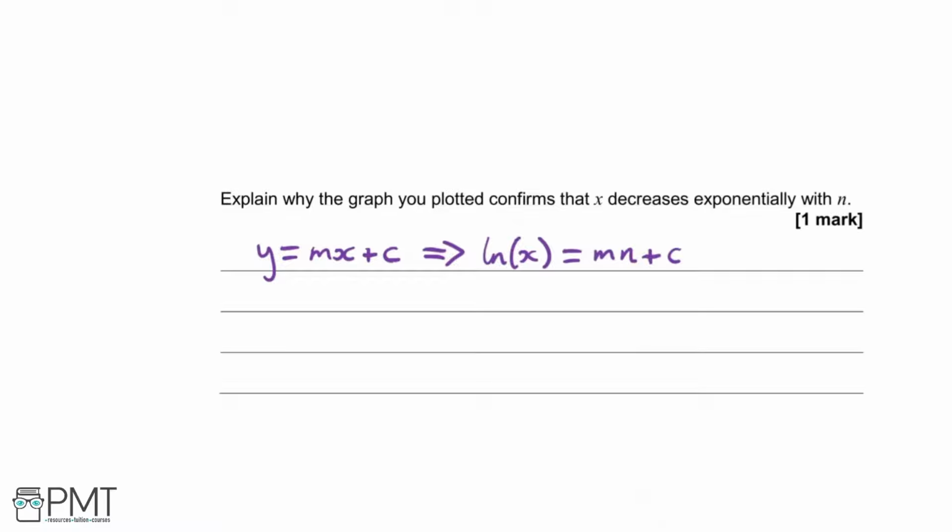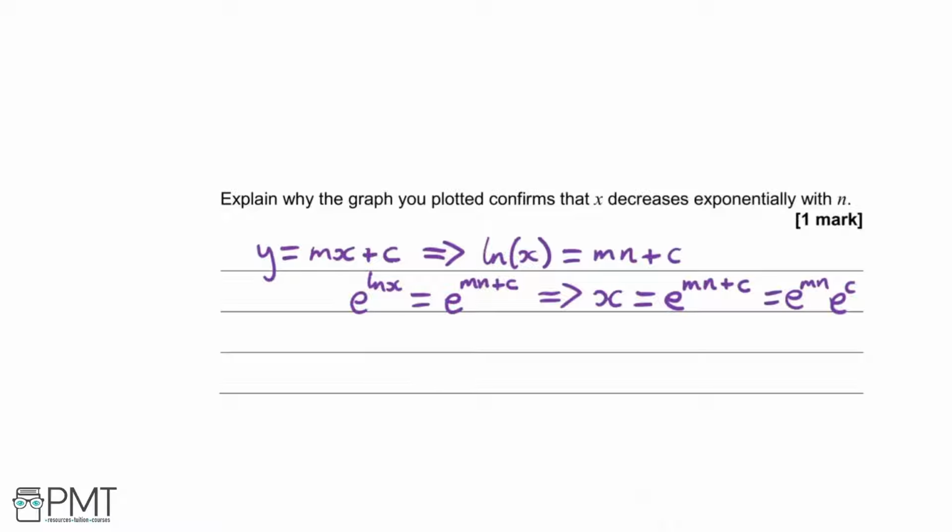If we then rearrange this to make x the subject, we should first of all make both sides powers of e. Now, e to the power of ln x is just going to be x. And because we've got mn plus c in that power, we can separate that into 2 separate e functions. Now that tells half the story, but it doesn't yet recognize why x decreases exponentially with n. Well, looking back at the graph, we can see that the straight line has a negative gradient. So m will be a negative value.